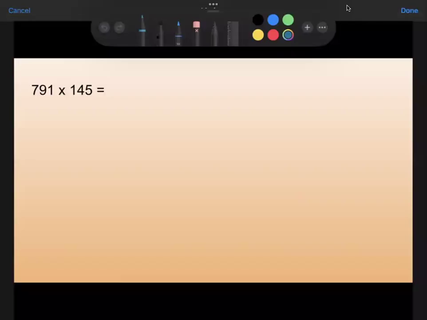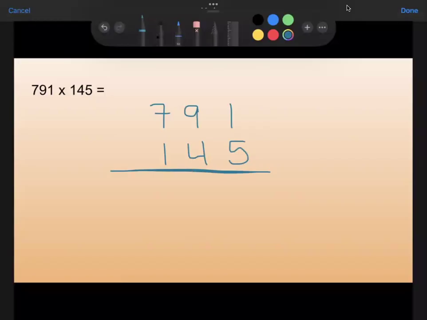Okay, here is our next one. It's 791 times 145. So again, I'm going to show this one using the standard algorithm, which means I'm going to put the 791 on top. I'm going to go ahead and do that. And then 145. And again, spread out a little bit just to give yourself room for regrouping or crossing things off if things get messy.